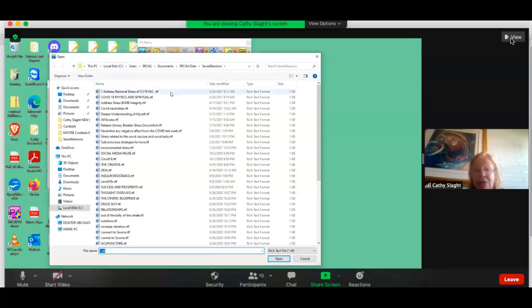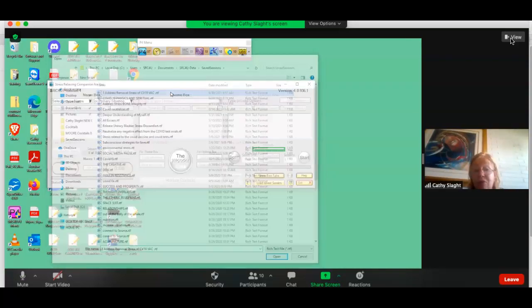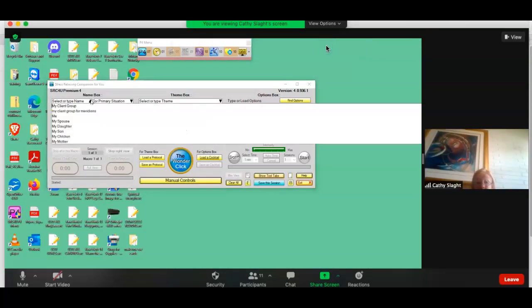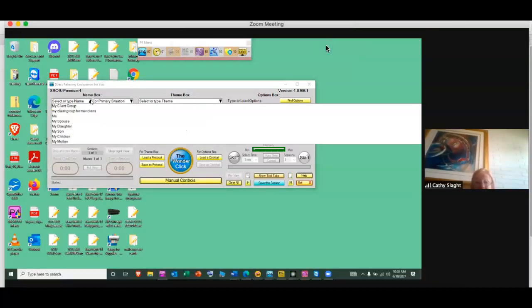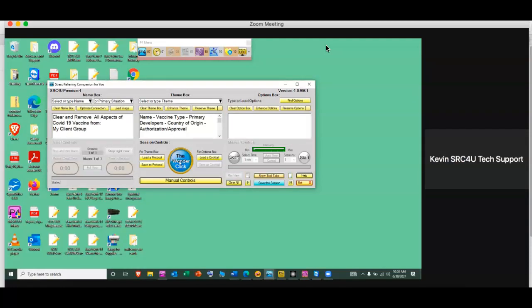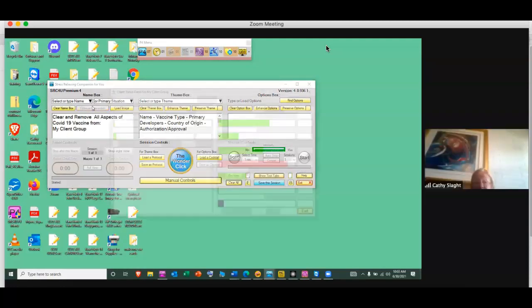I didn't realize we have removal of stress from the COVID vaccine, so we have that saved session in here. Again, you can just add whoever you want to add. We'll put client group and just get it started. Well, you want to optimize. No, I didn't optimize. Thank you.